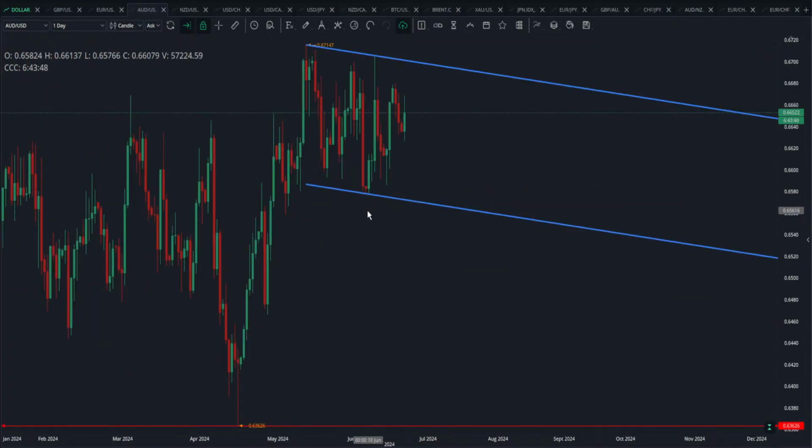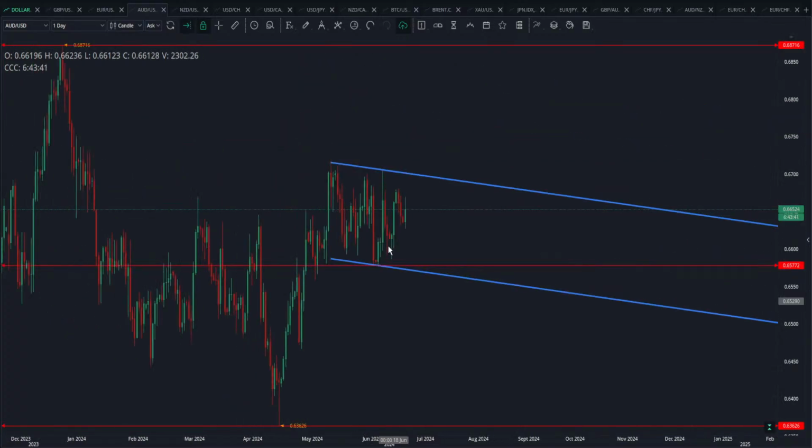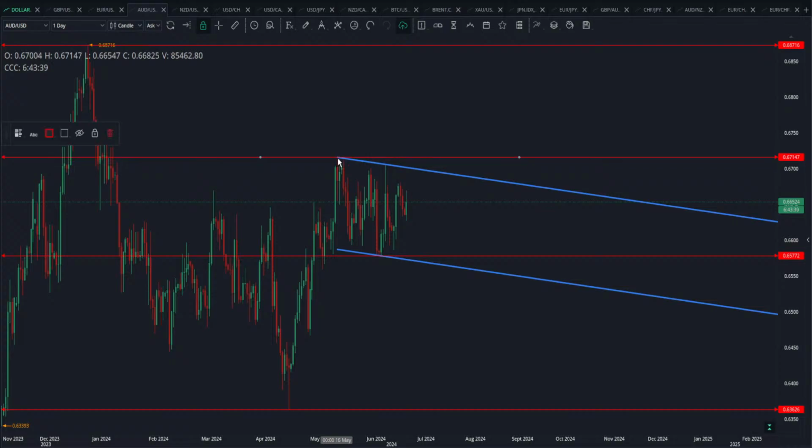But where is the support, guys? The support may be seen at this lowest low, which is 0.6577. And where is the resistance? First level of resistance is this one, 0.6714. Next level of resistance is 0.6871.